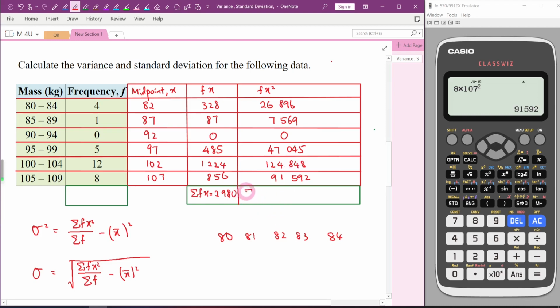Okay, now next we just find the sum of fx squared. 26896 plus 7569 plus 0 plus 47045, 124848. The last one will be 91592. Okay, the answer here is 297950. The total frequency will be 30.